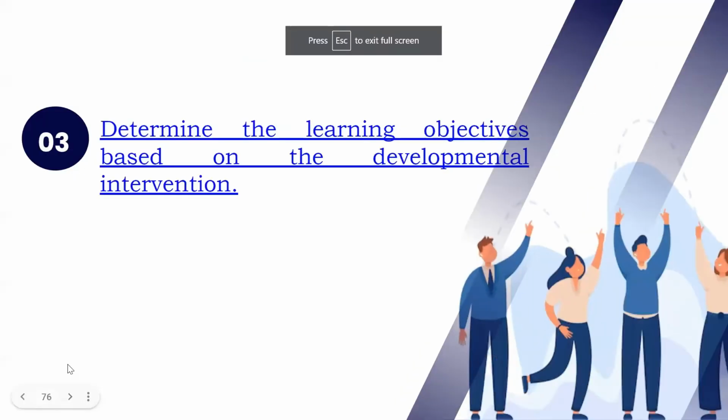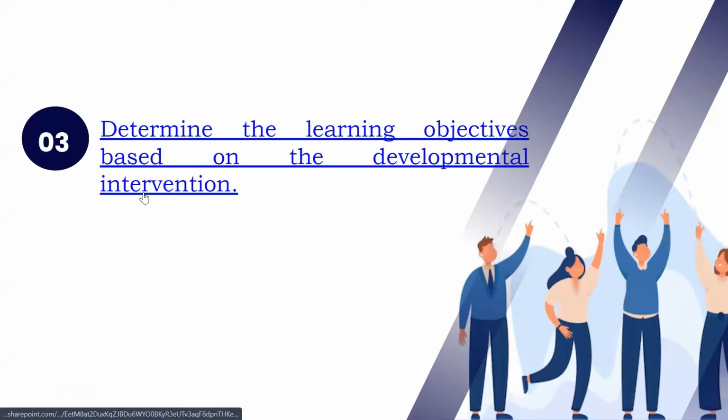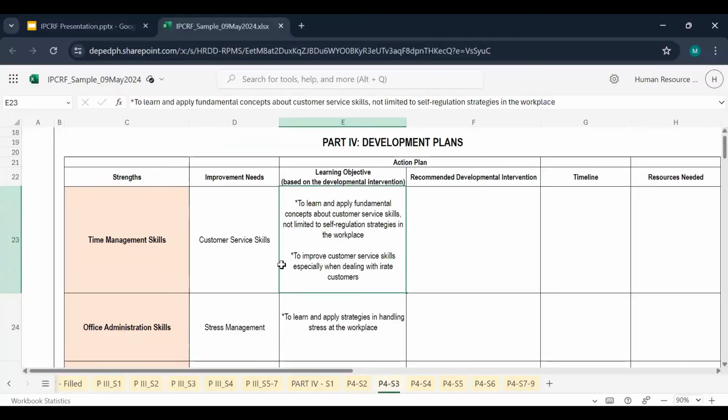Okay, so for the third step, determine the learning objectives based on the developmental intervention. So what is learning objectives? Learning objectives refers to the brief statements that an individual is expected to learn on the proposed developmental intervention based on the identified strengths and areas for improvement. For example, the learning objectives under the customer service skills, which is the first improvement needs, are as follows.